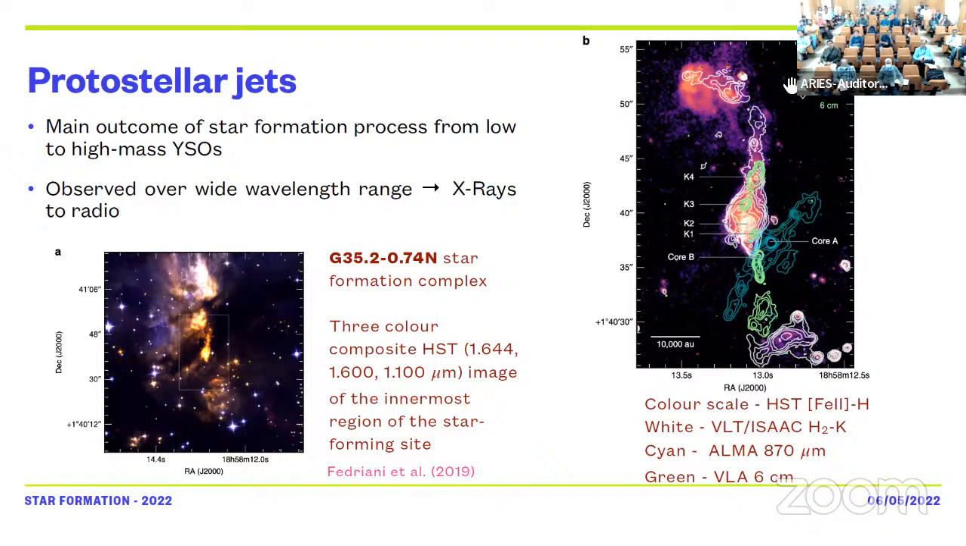Similarly, the radio emission at 6 centimeters also follows a similar elongated morphology in the same direction. And the dust emission associated with this source, mapped at ALMA 870 micron, is shown in the cyan contours.